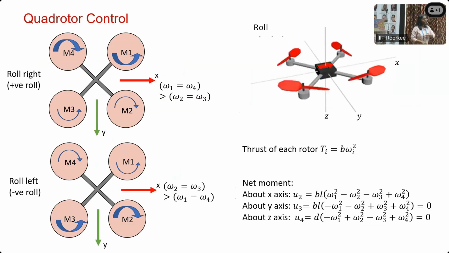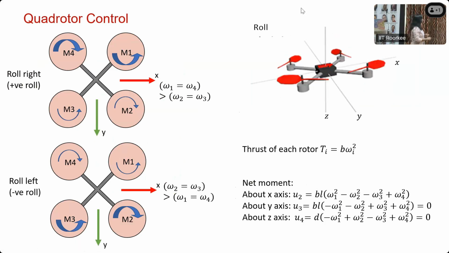For rotation around the z-axis, the angular speed of the diagonally opposite rotors will be the same, and they will be greater than the other pair. Then the quad rotor will yaw left, and in the other scenario it will yaw right. And in this case, your U4 will be non-zero.